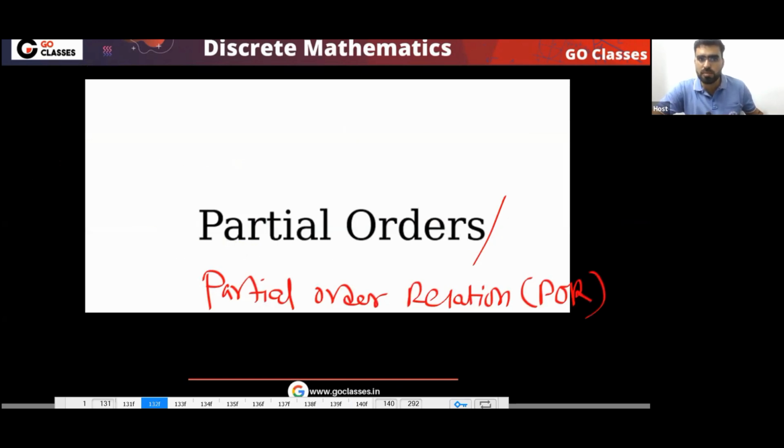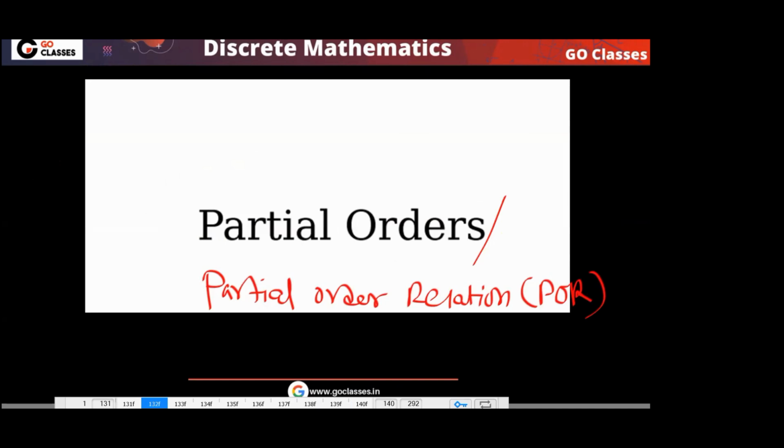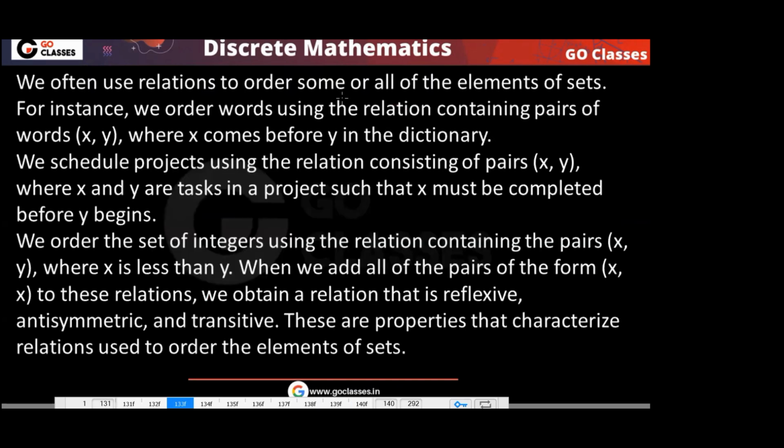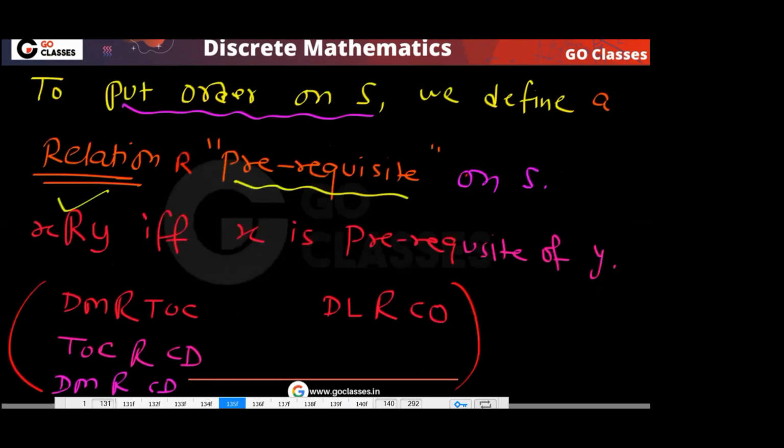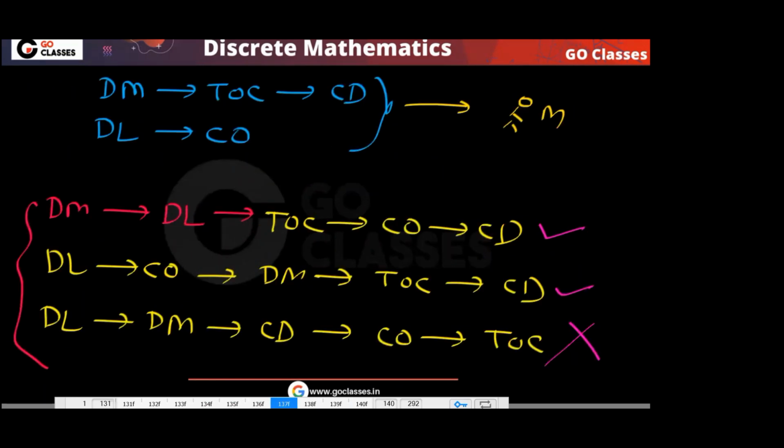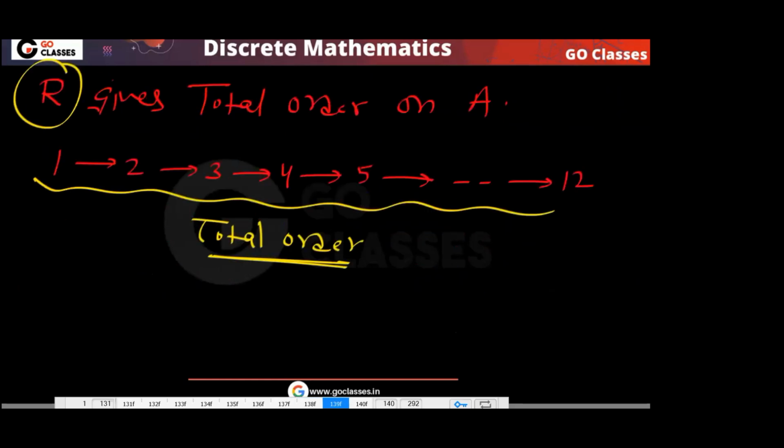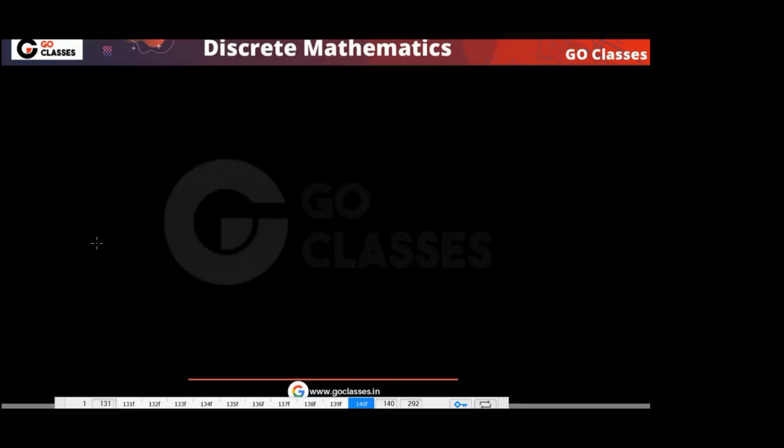What is this concept? Basically, we want to order the elements of a set. The idea is very simple. A set is an unordered collection. So whatever set you have, in that set you don't have any order. In real life, we want order on the elements of a set. Sometimes this is very useful. So that's why we define a relation on a set.